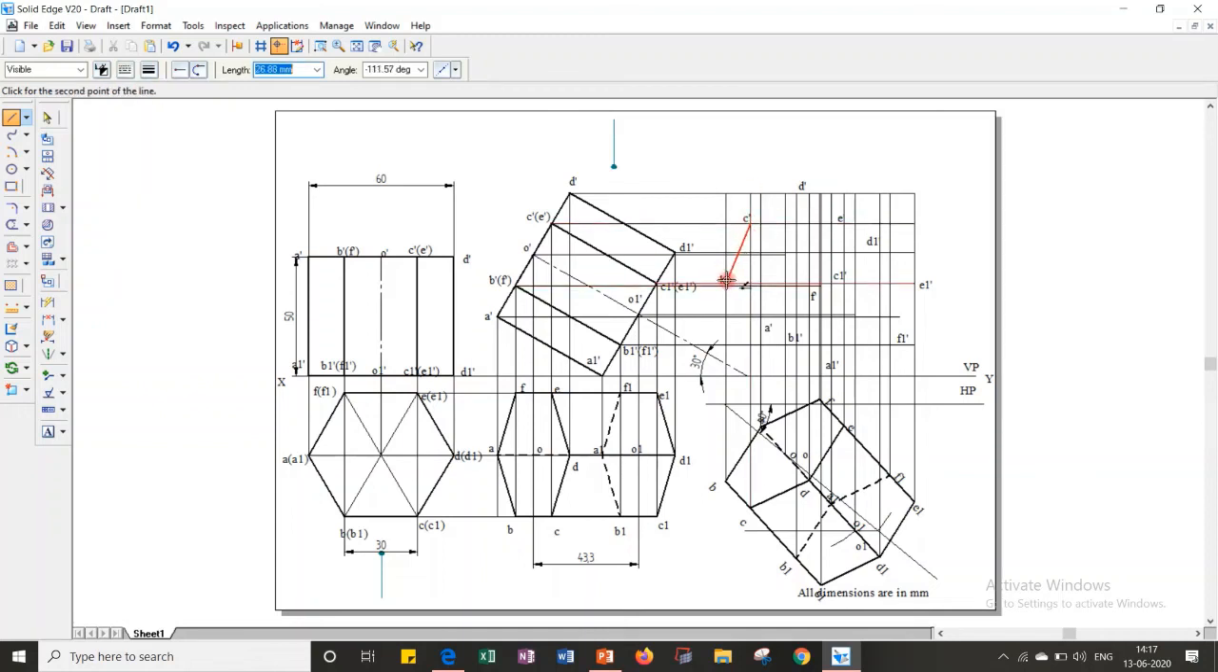Here C is the outermost point, B is outermost, A is outermost, this A1 is the outermost point, F1 is outermost, E1 is outermost, next outermost point D, and back to C.